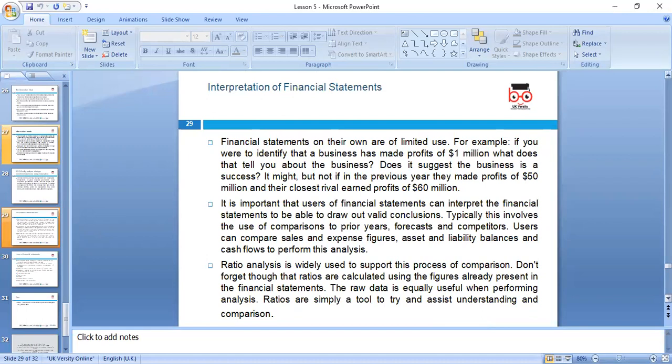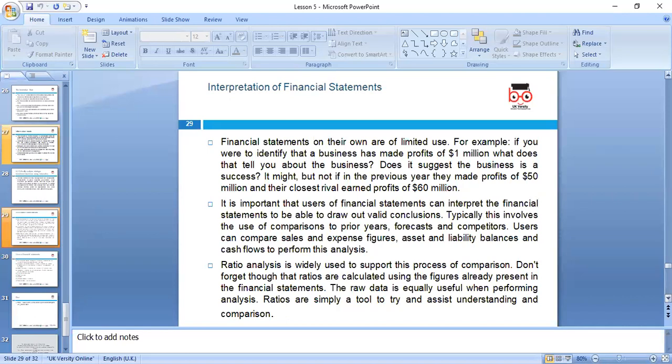Say a company made a profit of 1 million. What does that tell you about the business? Is the business succeeding? Not necessarily. The previous year they made 50 million profit, and the year before, 60 million. So it is useful to interpret the financial statements by comparing with the previous year and with competitors, and we can look at expenses, liability balances and cash flow performance analysis.